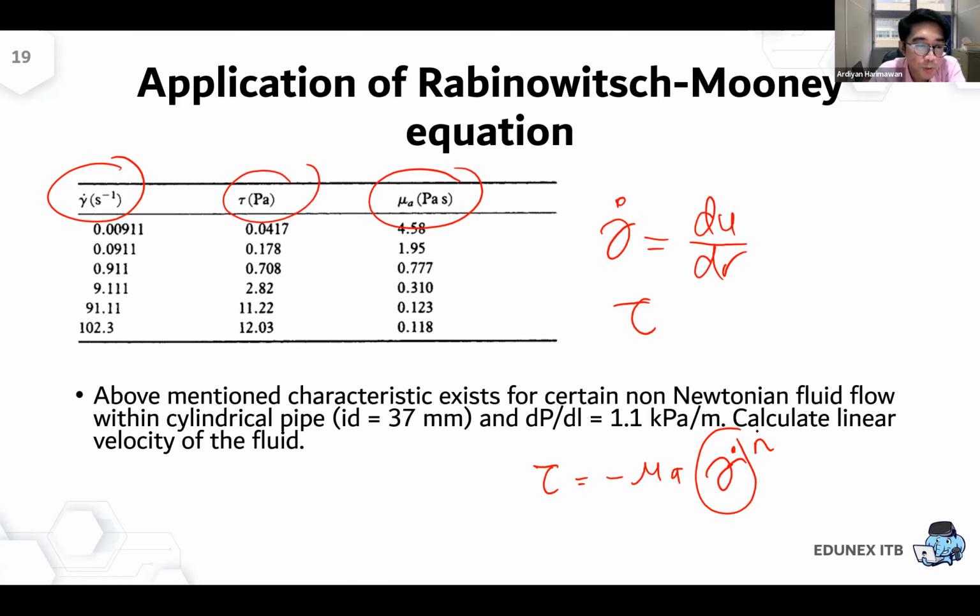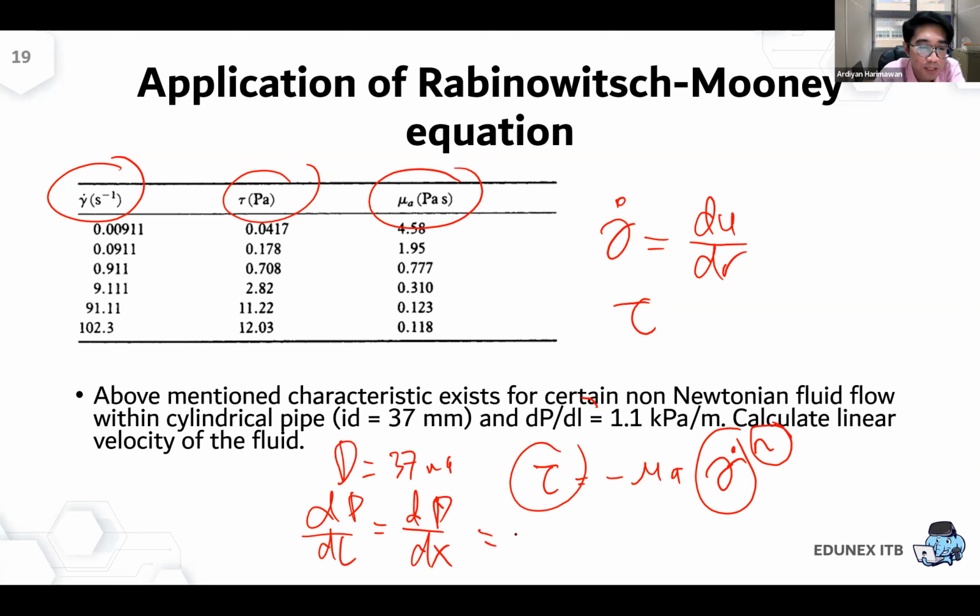Please do it later at your convenient time. What will be the value of n, by using this combination of data? And then you have D is 37 millimeters. This is dP over dL, the same as dP over dx in the previous formula, which is 1.1 kilopascal per meter. Then calculate what is the average velocity. First you need to get the n value, and then you need to get the K value.